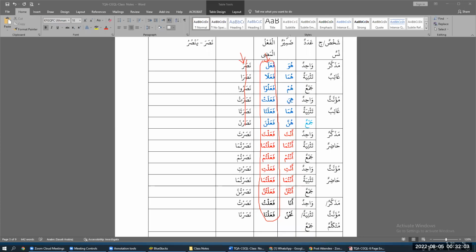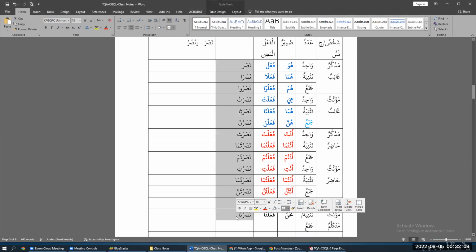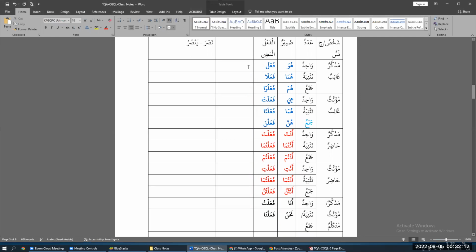Now let's take a very difficult verb to conjugate and see how we do it. In our table, there is a verb istansara yastansir. I will go slowly, but just to show you that if you understand the superimposition, this will be easy.